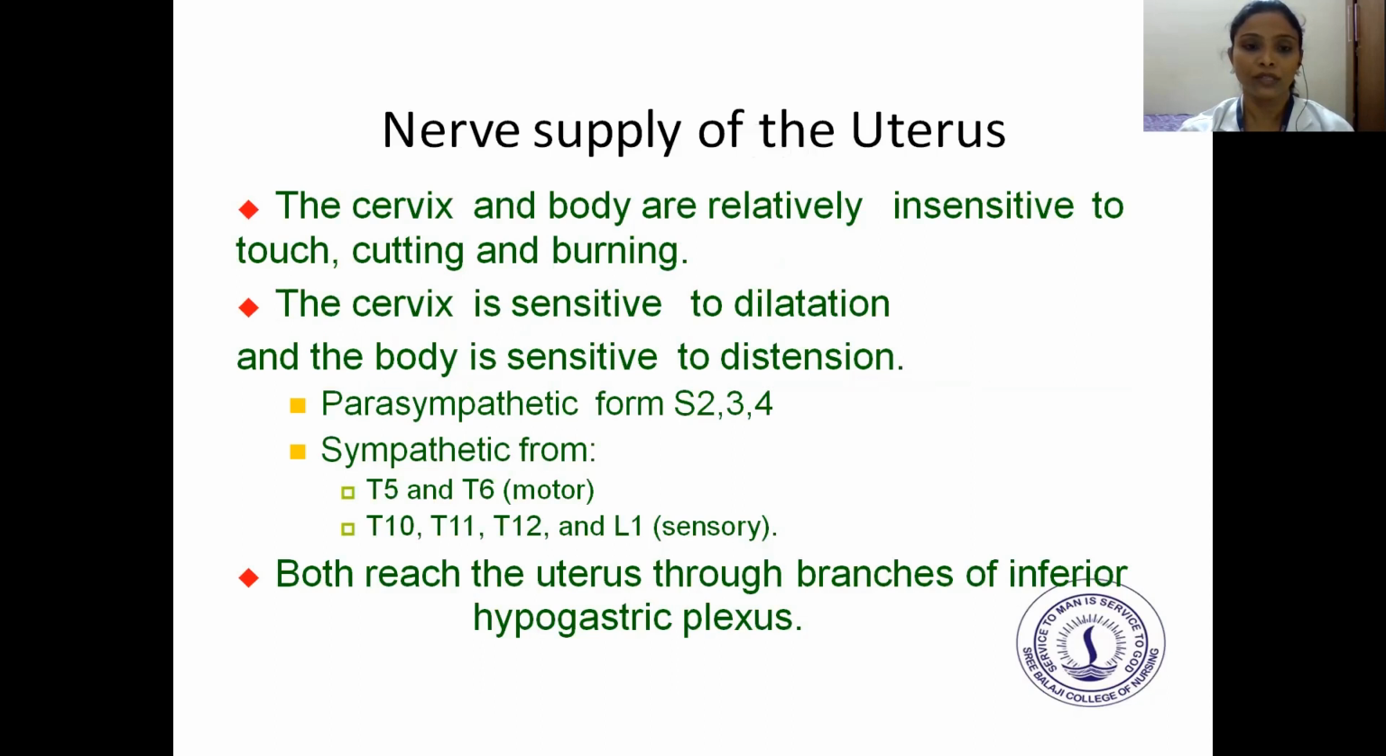Nerve supply to the uterus. So, what is the nerve supply to the uterus? The cervix and the body are relatively insensitive to touch, cutting, and burning. The cervix is sensitive to dilatation, and the body is sensitive to distension. The nerve supply is through parasympathetic nerves, that is S2, S3, and S4, and sympathetic nerves, that is T5, T6, which are motor nerves, and T10, T11, T12, and L1, which are sensory nerves. Both reach the uterus through the branches of the inferior hypogastric plexus.